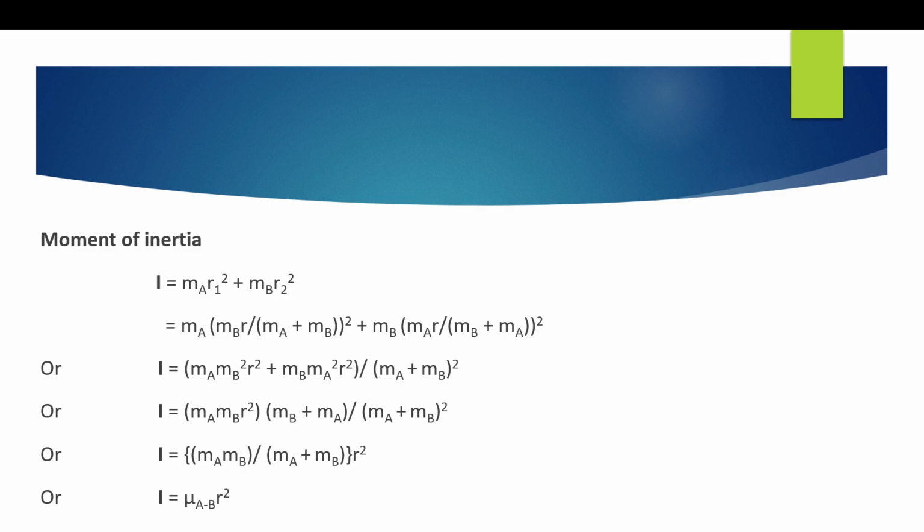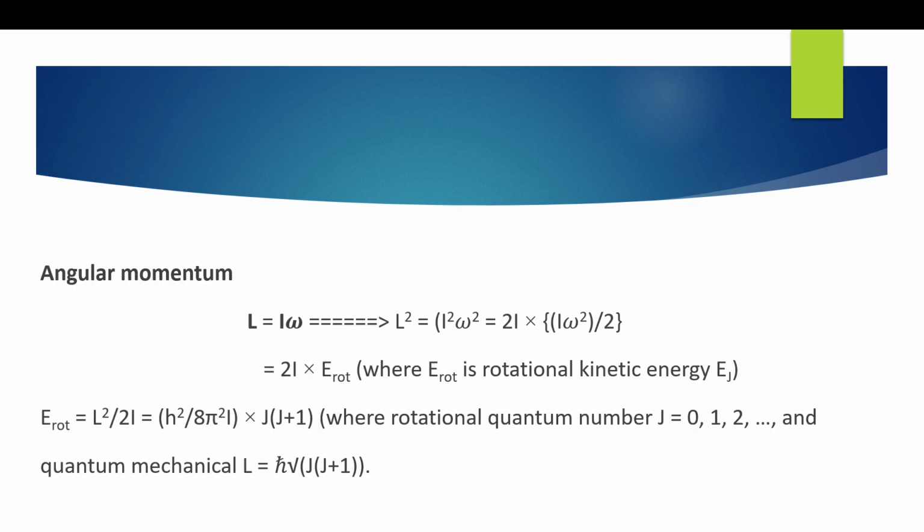And now we can write the expression for moment of inertia. I equal to Ma R1 square plus Mb R2 square. And finally, we derive I equal to mu R square, where mu is the reduced mass of the AB molecule. Angular momentum L is given by I omega. I is moment of inertia, omega is angular velocity. Squaring L, it becomes I square omega square. It becomes 2I multiplied by I omega square by half. Here I omega square by 2 is actually the rotational kinetic energy.